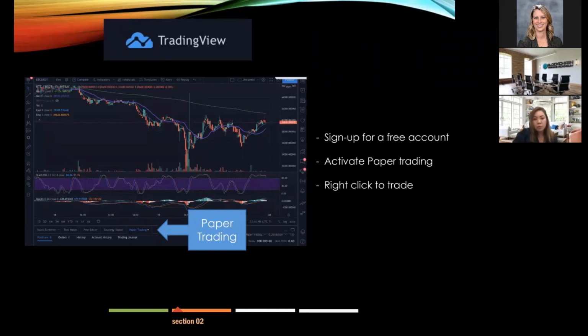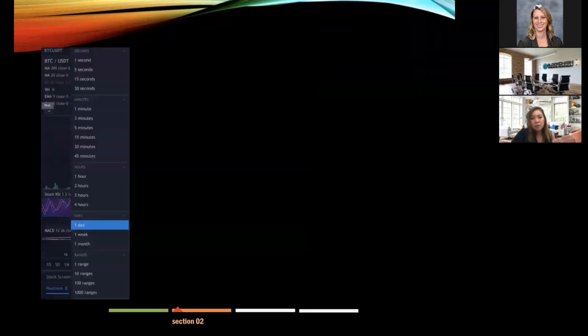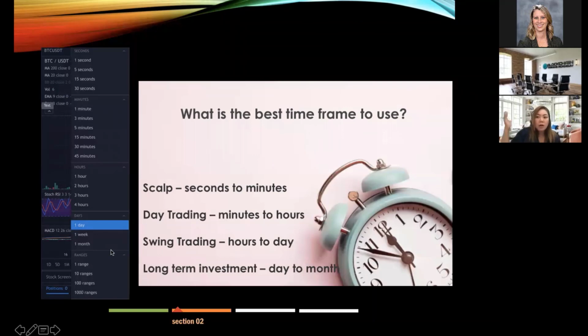So the next part is the time frame. This is the time frame that you can choose from. It ranges from seconds, minutes, hours, days, week, and month. A lot of traders or a lot of investors ask, what is the best time frame to use? When I was first starting, I was very confused.